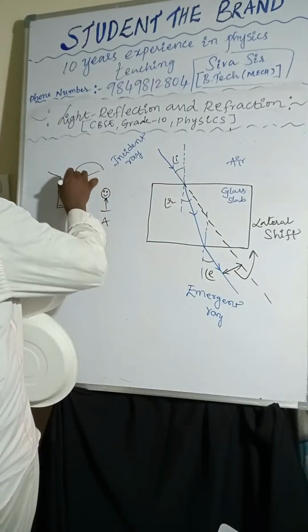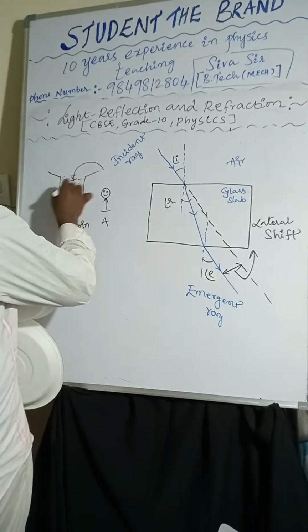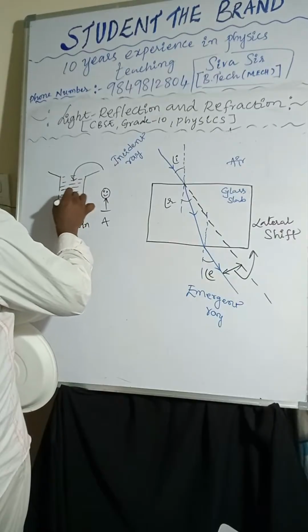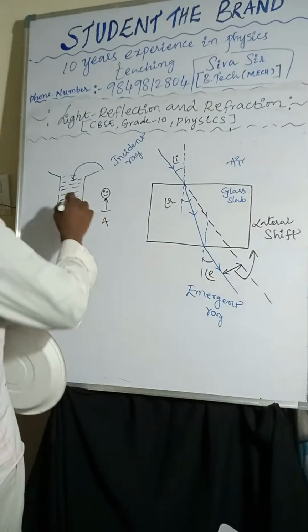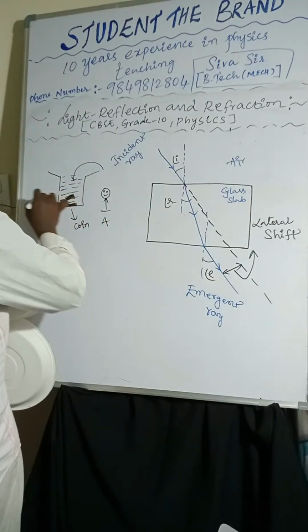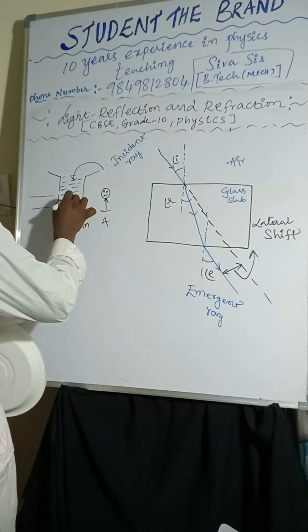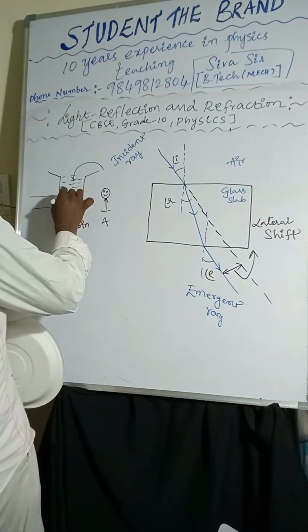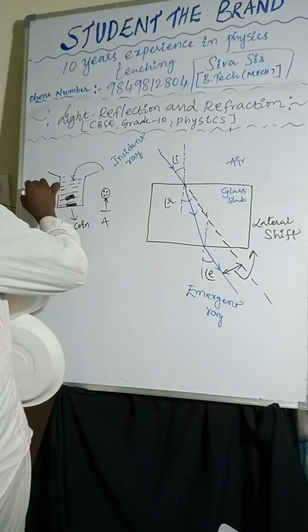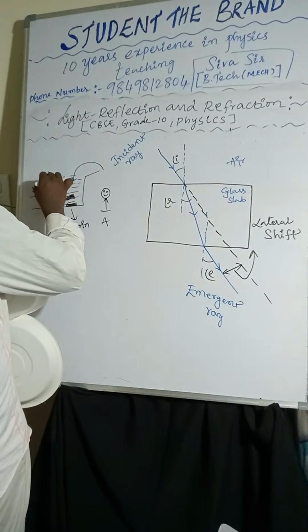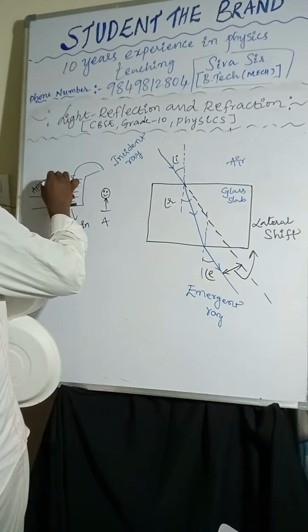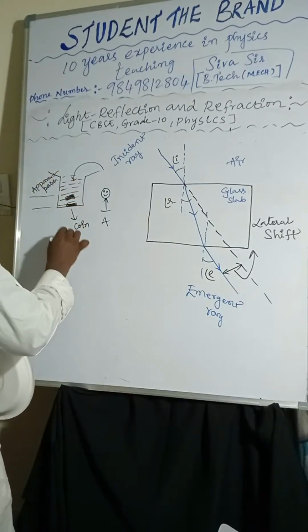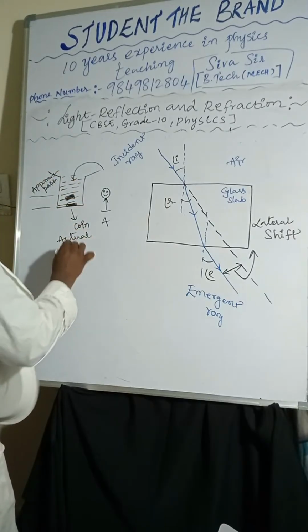After pouring water, the coin's position rises up. This position is called the apparent position, and this position is called the actual position of the coin.